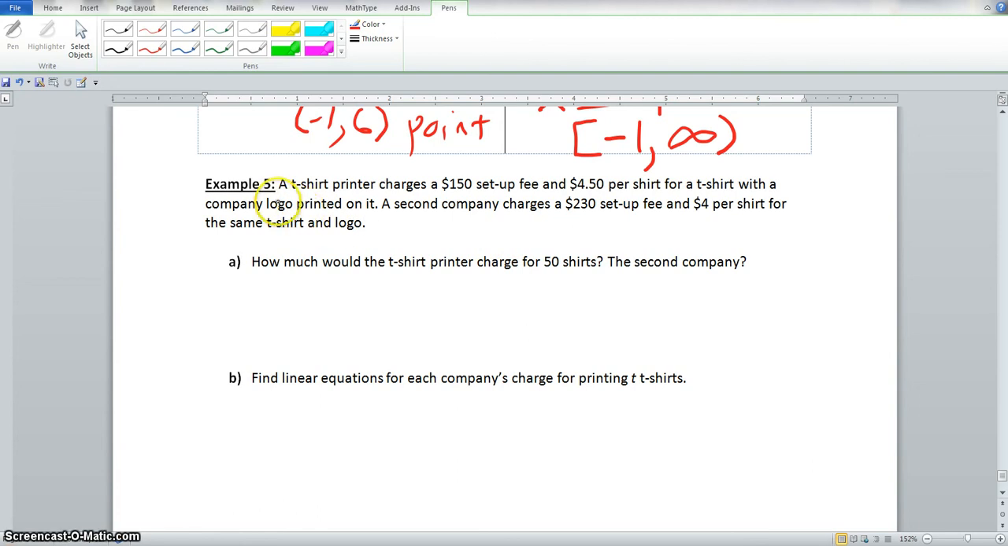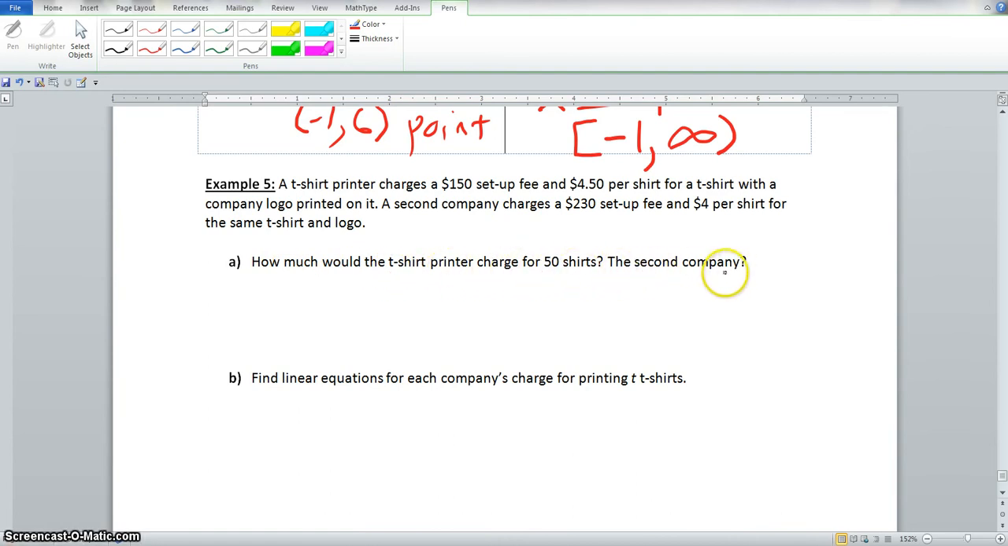Okay, picking up where we left off, we are at example 5. It says a t-shirt printer charges $150 setup fee and $4.50 per shirt for a t-shirt with the company logo printed on it. A second company charges a $230 setup fee and $4 per shirt for the same t-shirt and logo. Now we look at A. How much would the t-shirt printer charge for 50 shirts?